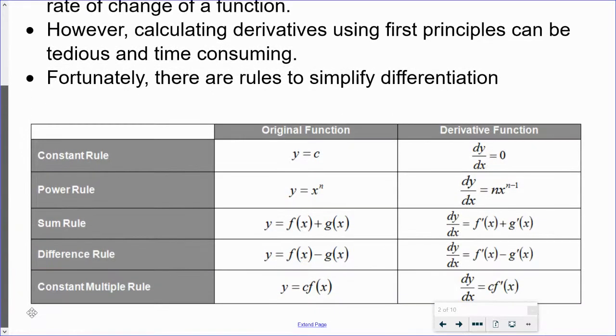And right here I have a short list of all of the rules. We're going to discuss each rule individually, and we'll use different notations for them as well.